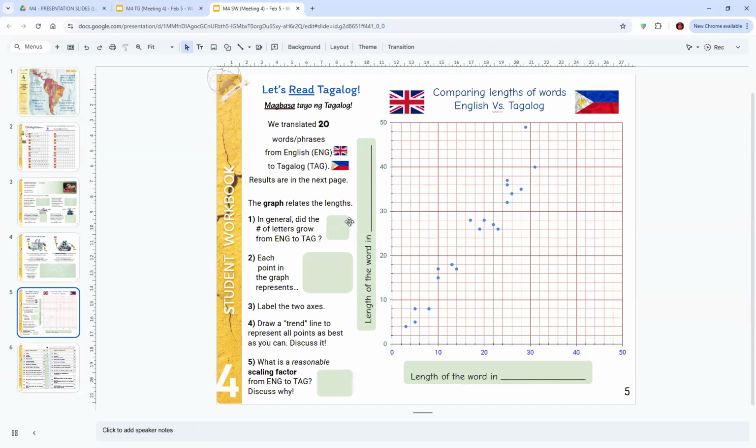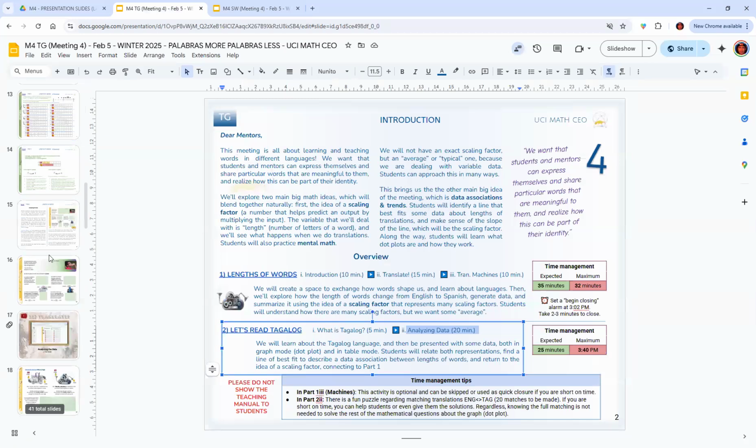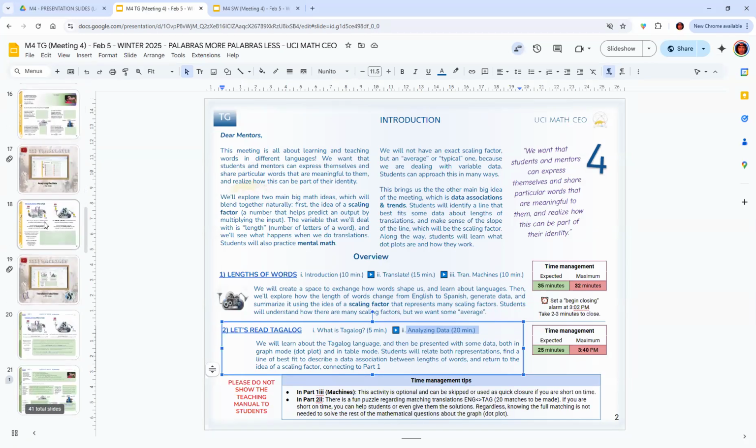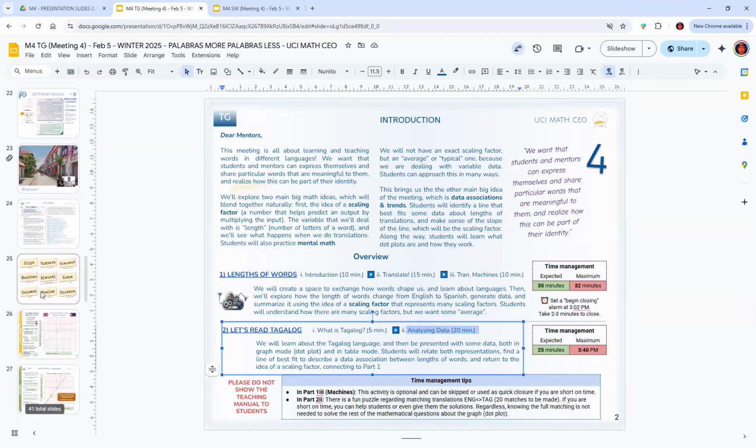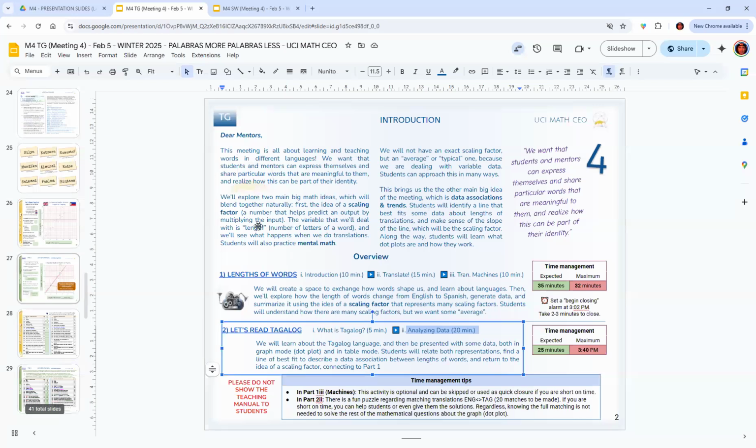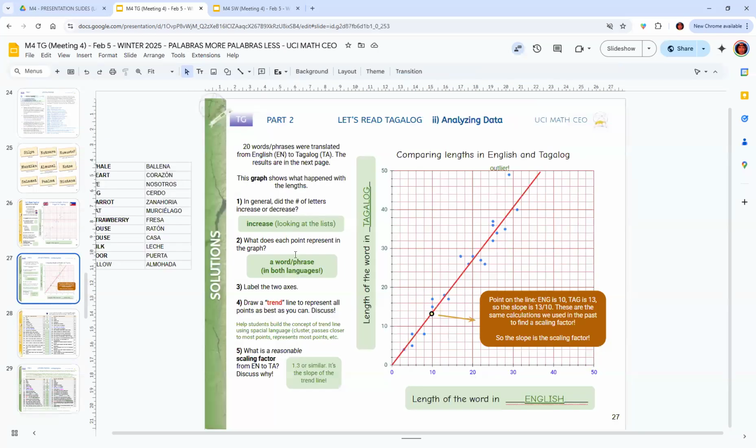Okay. So yes, here it grew, right? We could say that it grew for sure. Not in all cases, but in general. So let's take a look at the solutions here. Yeah, so increase, looking at the lists.